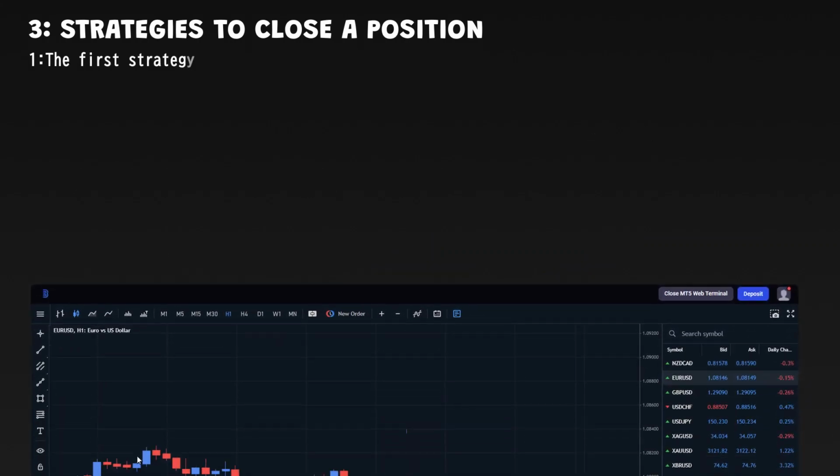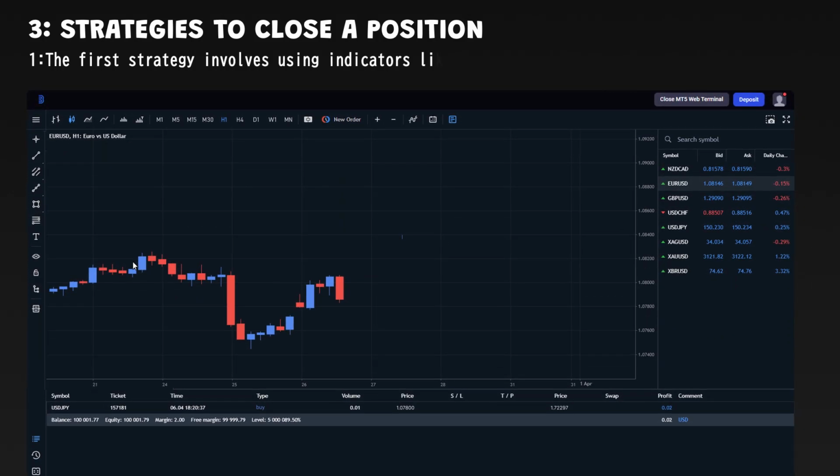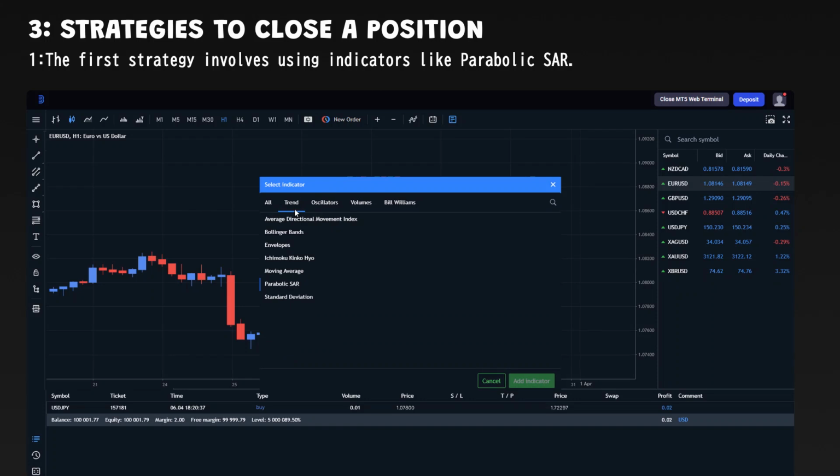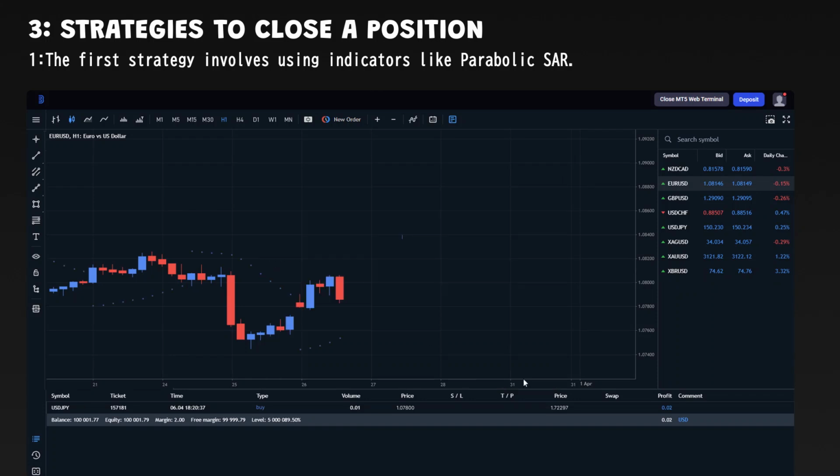1. The first strategy involves using indicators like parabolic SAR. In this strategy, you need to wait until the dots start to build on the opposite side of the price. For instance, if you buy and the dots are below the price, then when the dots appear above the price, you can close your order.